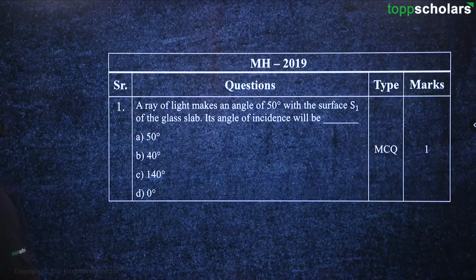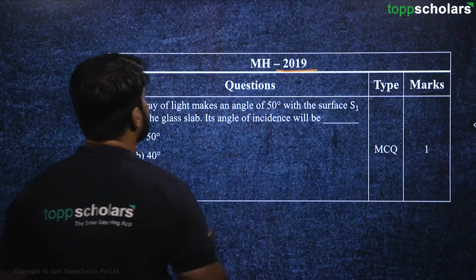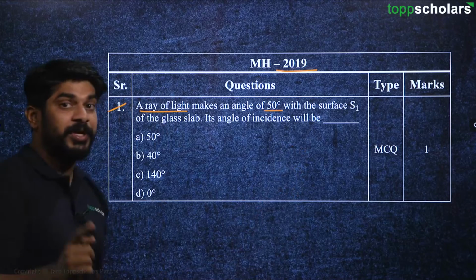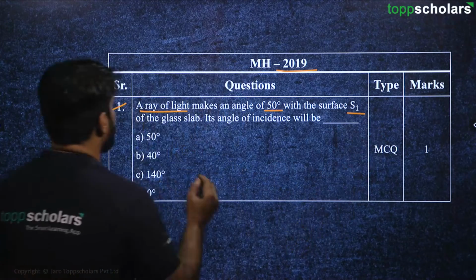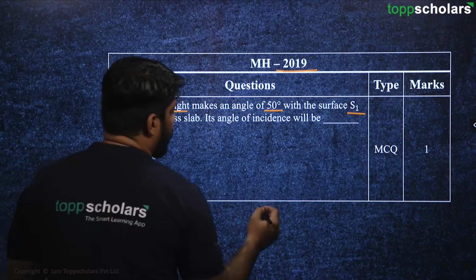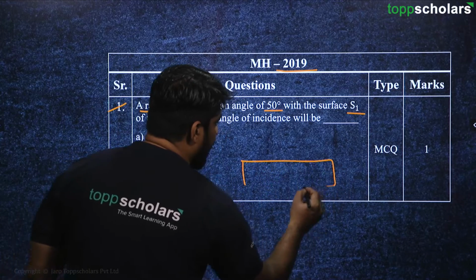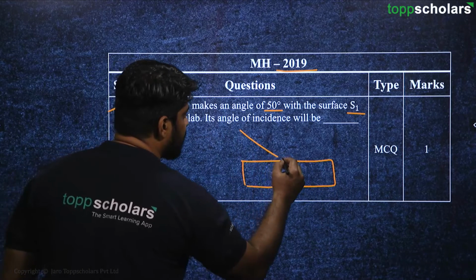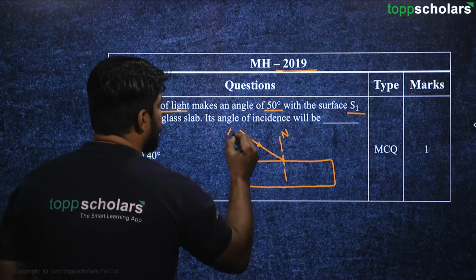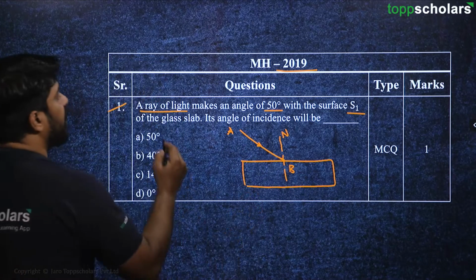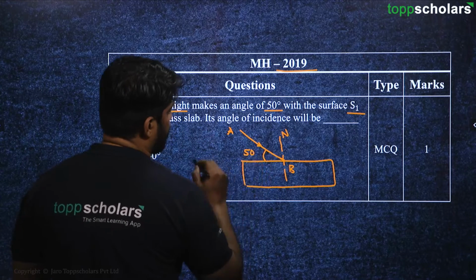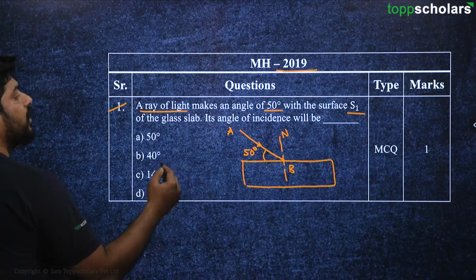So here it is. This is the first question from the year 2019. A ray of light makes an angle 50 degree with the surface S1 of the glass slab. Its angle of incidence will be what? It is very simple. We have got a glass slab and here it is. Let's say this is the incident ray AB and this is the normal. Here it is given that the ray of light is making an angle 50 degree with the surface. Now we have to calculate the angle of incidence.